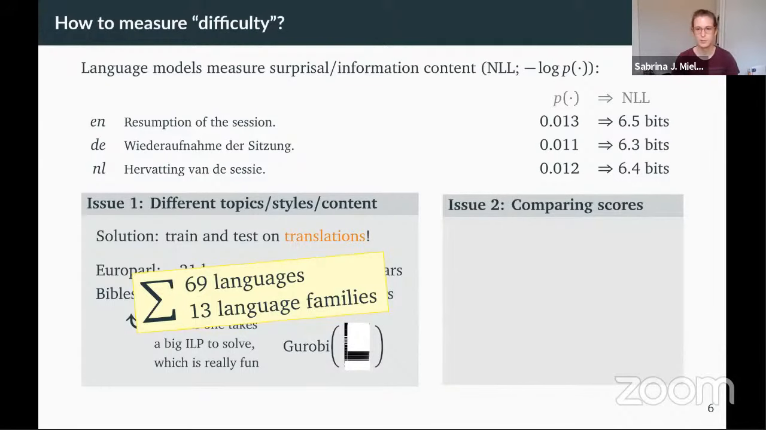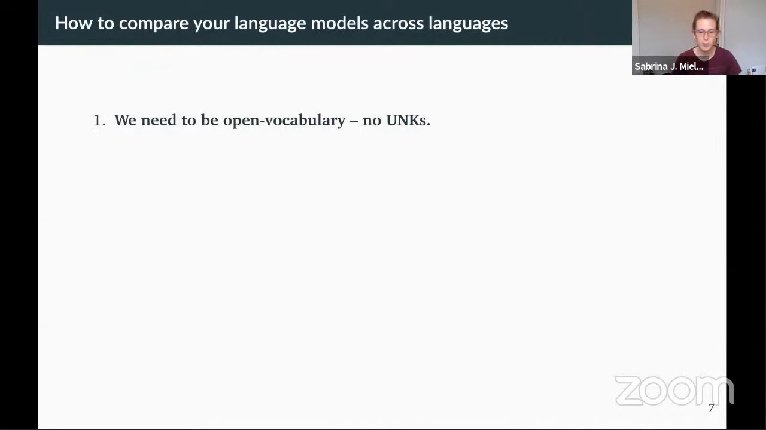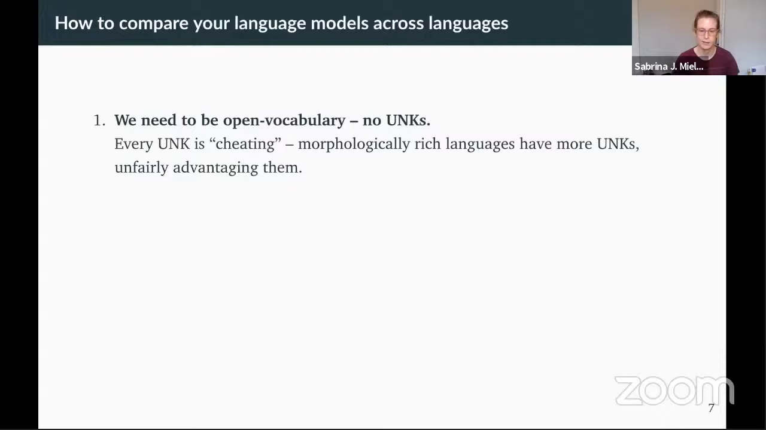Issue number 2 that we're going to have to talk about is, how do we compare these scores? And the answer there is, we want to use the total bits of an open vocabulary model. Okay, now why? We need to be open vocabulary, no unks. As I said in the beginning, unks are kind of cheating. And this is particularly bad if you have a morphologically rich language, a language that just has many word types, because morphology creates lots of them. If I say, oh, I only take the 10,000 most common types, in a language like Turkish, that's not going to get me far. So I'm going to have lots of unks. So Turkish is going to look easy because there are unks. So no unks, we need to be open vocabulary.